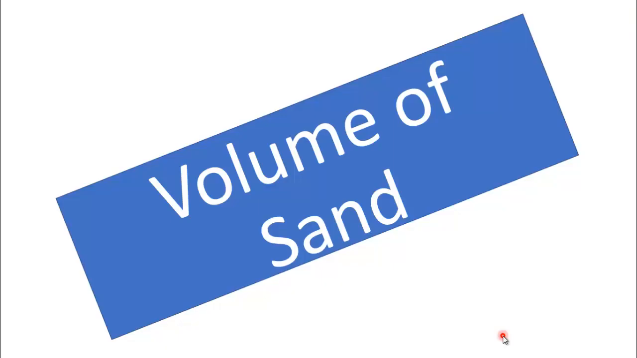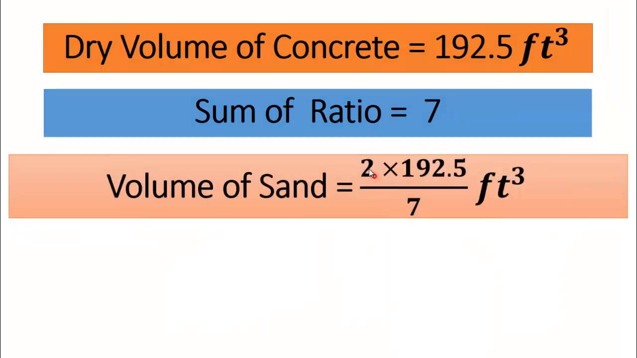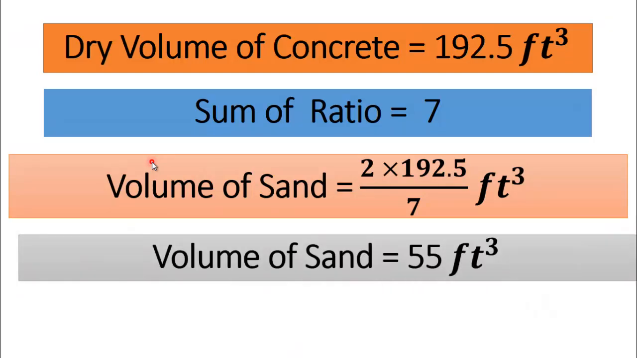Now we will find the volume of fine aggregate or sand. We will use the same method used for calculation of cement quantity, but we will just change the content of cement, which was 1, and here the sand ratio is 2. Here this 2 represents the content of sand in the ratio, multiplied by 192.5, which is the total volume, divided by the sum of ratio, which is 7. So after simple calculation, we will get the volume of sand as 55 cubic feet.